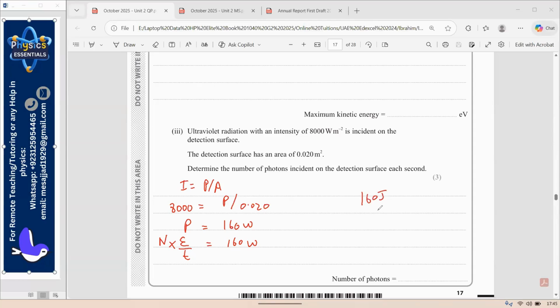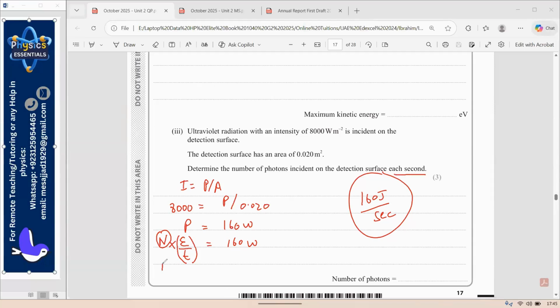160 watt means 160 joules is being transferred to the metal surface every second. That means it is not a function of one photon. It means there are billions of photons added up, their energy packets added up into this significant amount of energy transfer per second. So we will say that this is the power of so many photons together, right? So from here they have written each second, right?